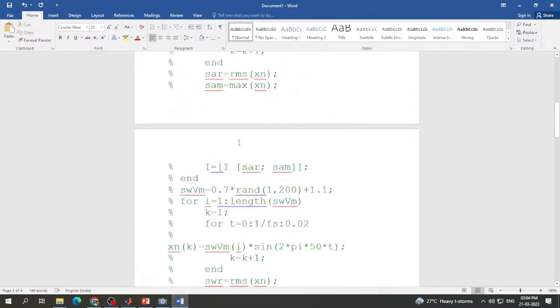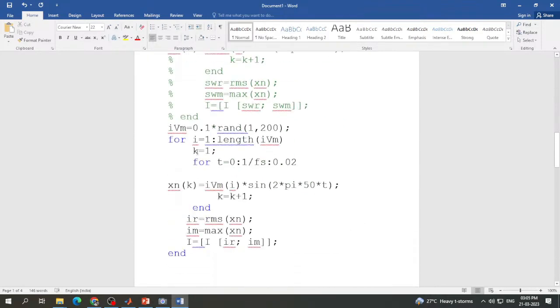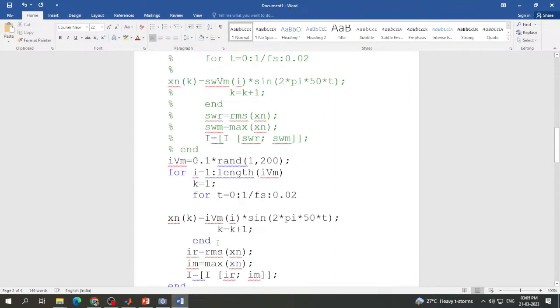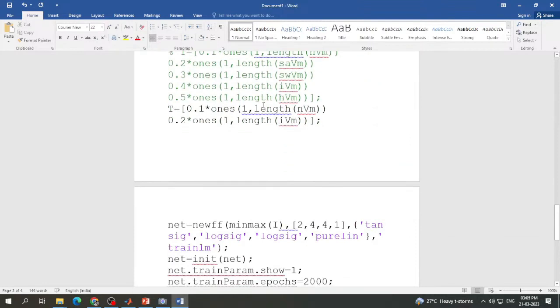You can't take 3 inputs in the first one and 2 inputs here. It can't be like that. It should be the same. After that, since it is supervised learning, you need to specify the desired output value. So that is the target one, T. And how I am defining it here: if the signal is normal, then the ANN output will be 0.1. If it is interruption 1, the ANN output will be 0.2.